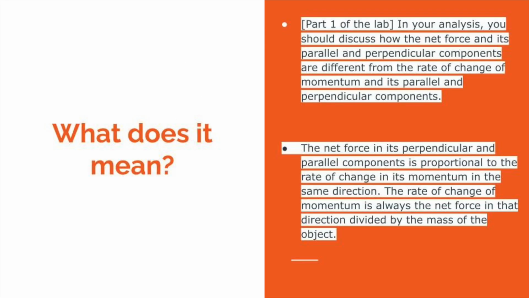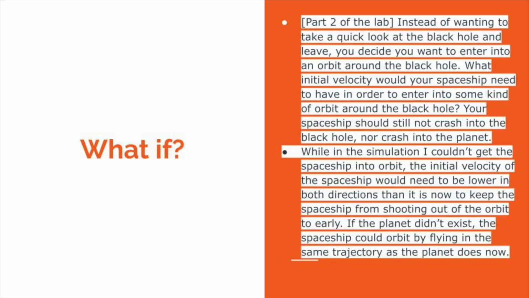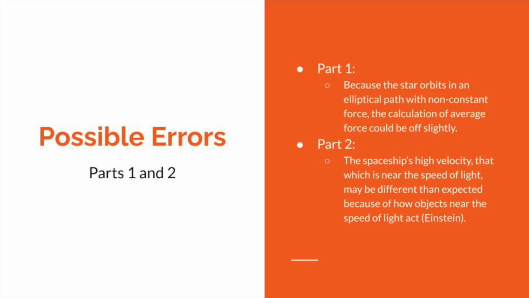The rate of change of momentum is always proportional to the net force in the same directions, perpendicular and parallel. While in the simulation I couldn't get the spaceship into orbit, the initial velocities would have to be lower for the spaceship not to shoot off outside of the black hole's orbit. In part 1, errors have to do with the elliptical path, while in part 2, the errors would have to do with the speed of light.